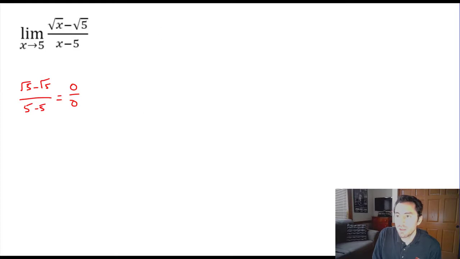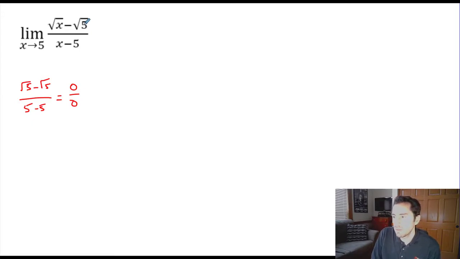So as I said before, the first thing we should check is to see if we can simplify. This one, there's nothing we can factor, so we need to use something different. I do have some square roots here. So what I want to do with this is multiply by the conjugate. So remember, if this is the square root of x minus the square root of 5, the conjugate is going to be the square root of x plus the square root of 5.